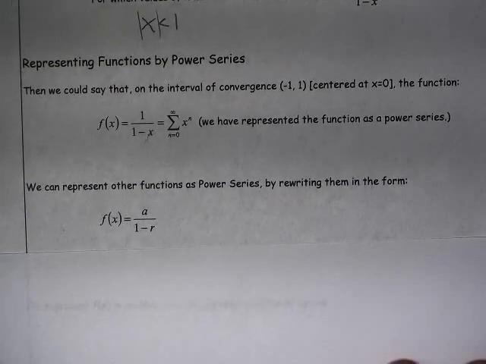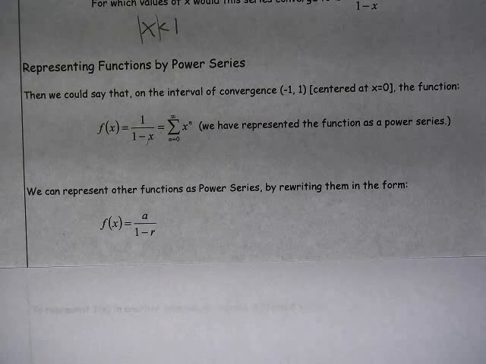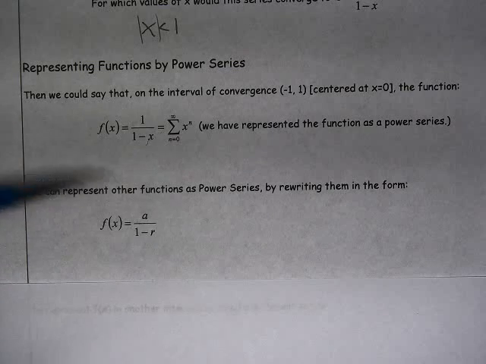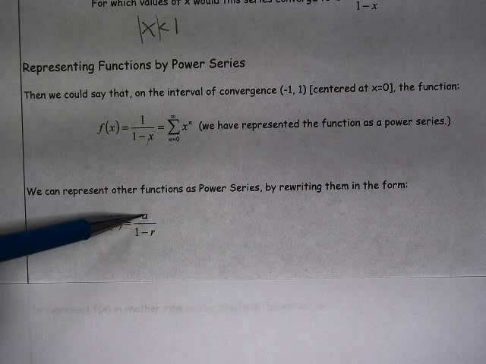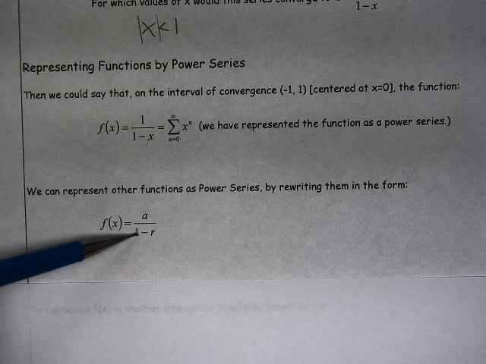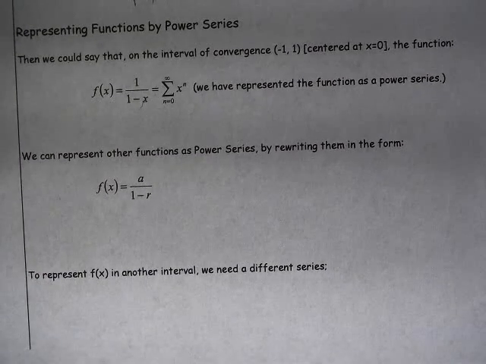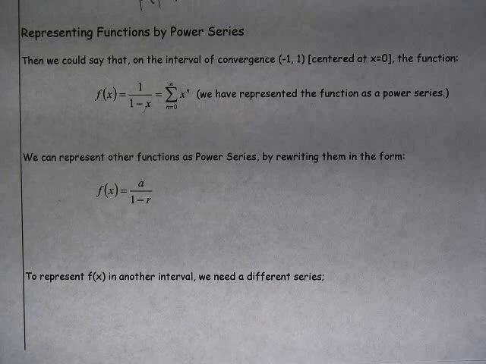If we want to represent some other function as a power series, we can try to rewrite them in this form. Notice it has a very specific structure to it. We have a in the numerator. The denominator is going to be 1 minus our r. If we want to represent f of x in another interval, we need a different series for it. We can't represent a function in a different interval with the same series. We'll need another series for it. So let's take a few examples and work through them.